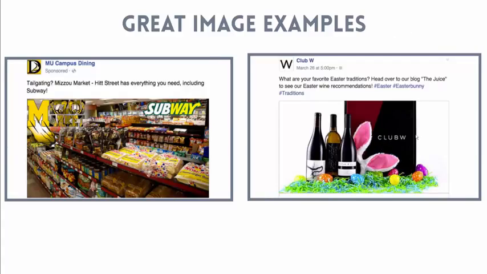Here we have Club W, which is a wine club. They send you wines every month. And here we have the wines. It's a nice picture of the product.